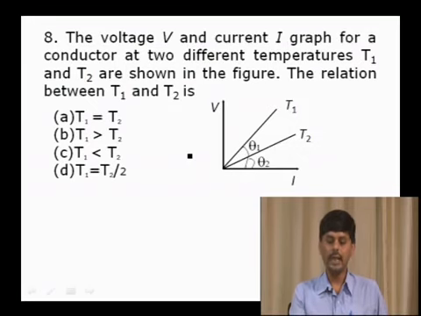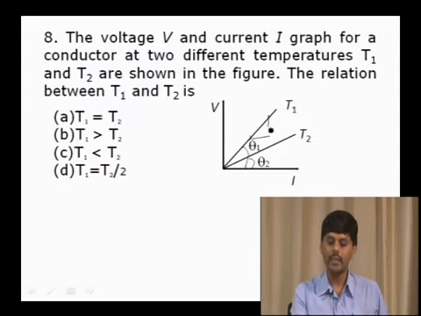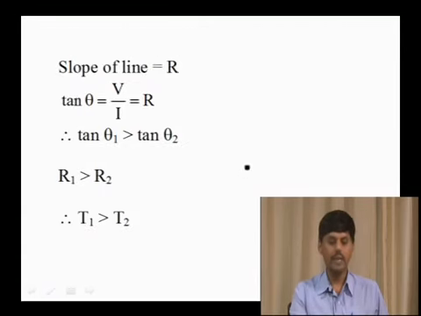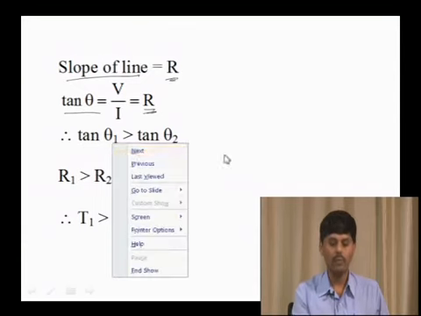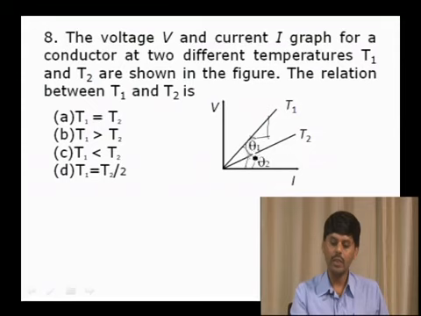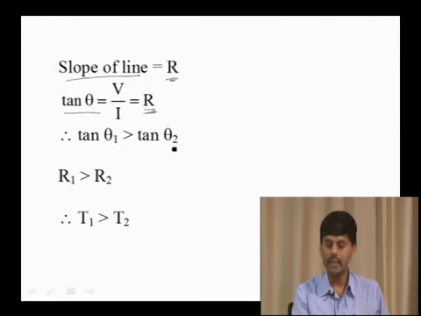See, from this graph we can calculate the slope of the line, anywhere you can calculate, this is the slope. That slope of the line gives the resistance of the material, the slope which is nothing but tan theta, voltage by current, which gives resistance. According to the tan theta value, if theta is more, then tan theta value is more. Therefore, from the diagram theta 1 is more, theta 2 is less. Therefore, tan theta 1 is greater than tan theta 2.